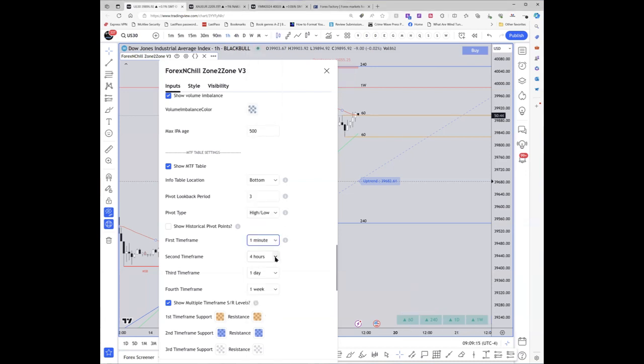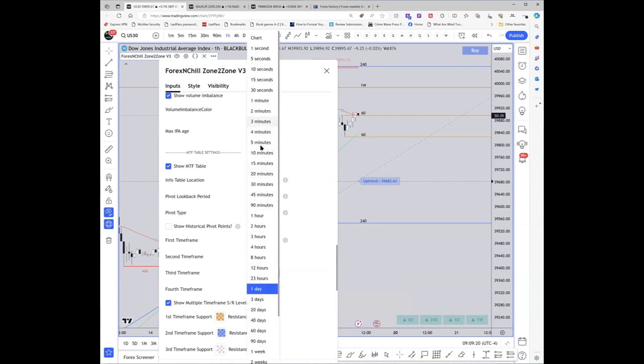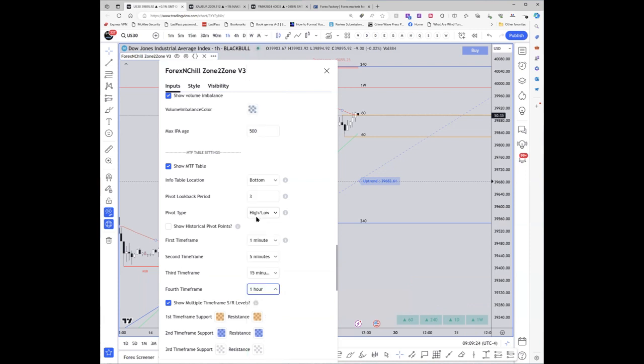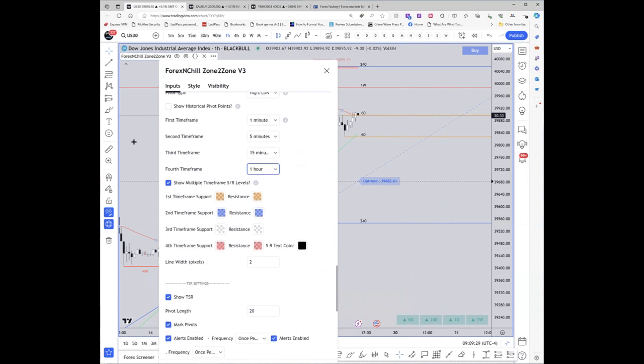I did the 1 minute because this is indices, 5 minute, 15-minute, and 1 hour. And you'll see there's change in the bottom right. And again, here are the colors for each time frame. Yellow is the first time frame, blue is the second, or you could say gold, white is the third, and red is the fourth. You can decide how wide you want your lines. I have mine on 2.